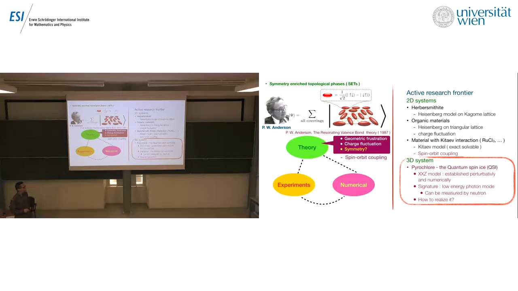Why this model is particularly interesting is, first, it's in 3D. There are very few examples for this kind of physics to appear in 3D. And second, there's a very special signature: at low energy, you will see a linear dispersive mode, which is the photon mode. This photon mode in this frustrated magnet is similar to the photon modes that appear in three-dimensional QED. I'll introduce this model and say more about our proposal, how to realize it.